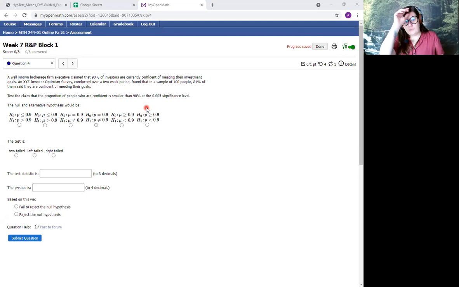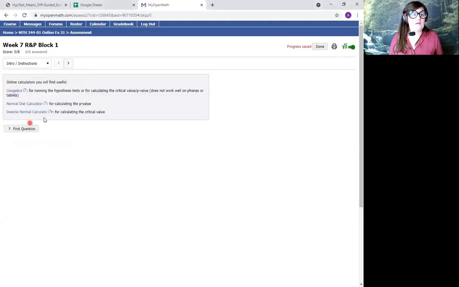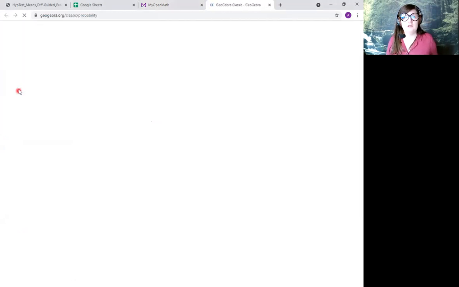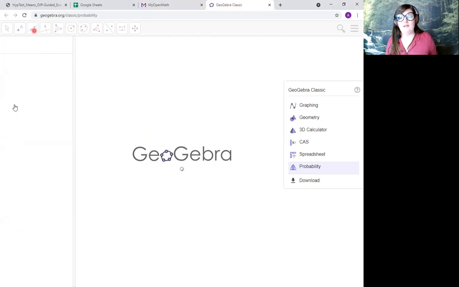Hi, everybody. So I went back to some of our old homework so I could show you how GeoGebra works. In the instructions, I did say you can use GeoGebra or the normal or the inverse normal calculator. And I actually had you calculate things by hand last time. So I'm going to show you the cool trick in GeoGebra where you don't have to calculate things by hand.